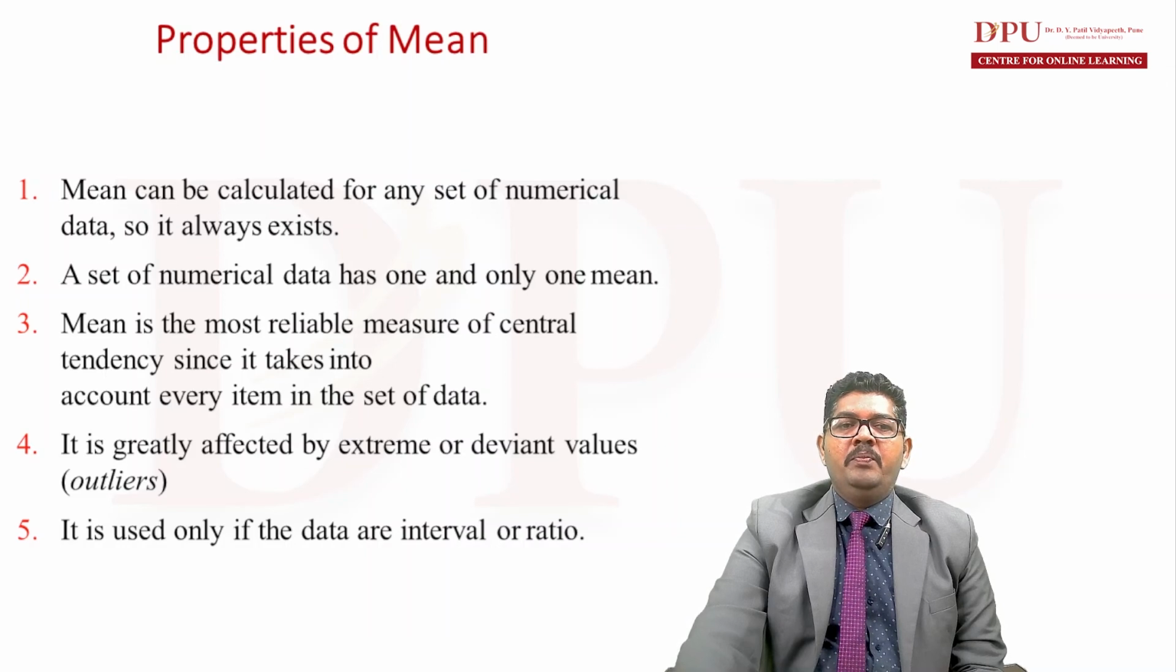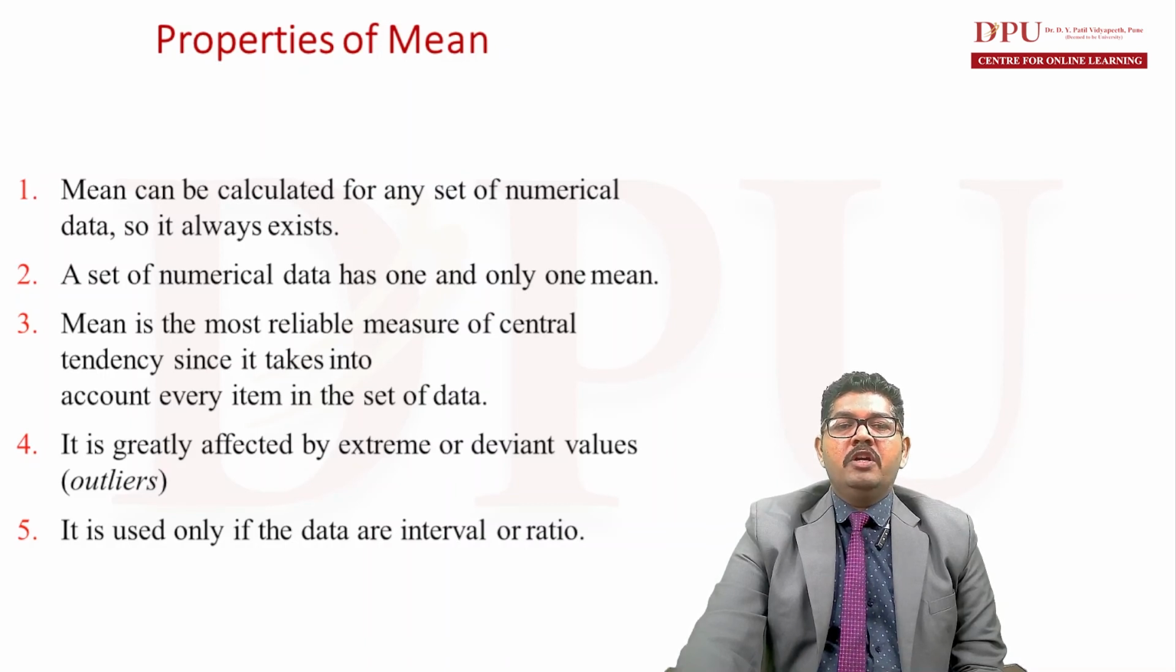Properties of mean. Mean can be calculated for any set of numerical data, so it always exists. So it can be calculated for any set of data mathematically. A set of numerical data has one and only one mean. So there is only one mean. In one example, we have seen that there are two mode values for some data set. So that particular data set is called bimodal. But in case of mean, no such two values exist for any data set.